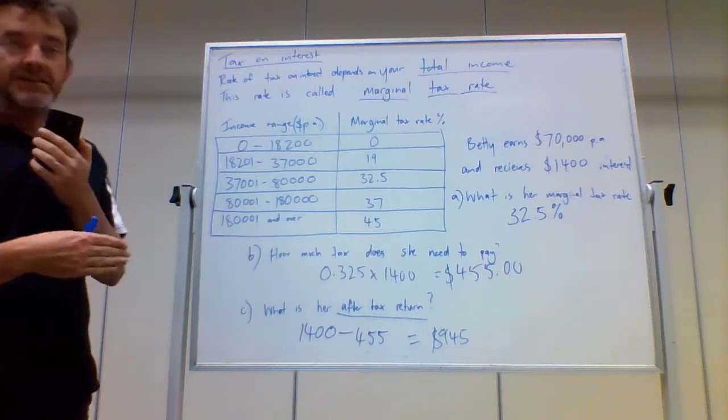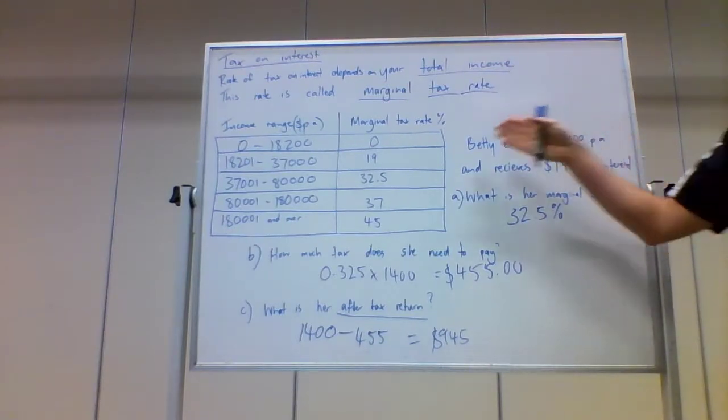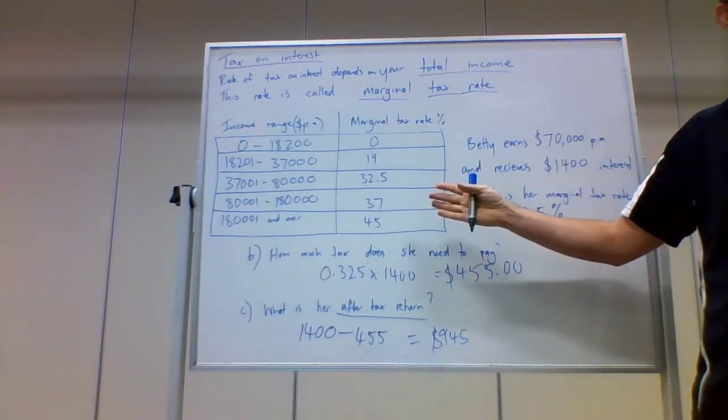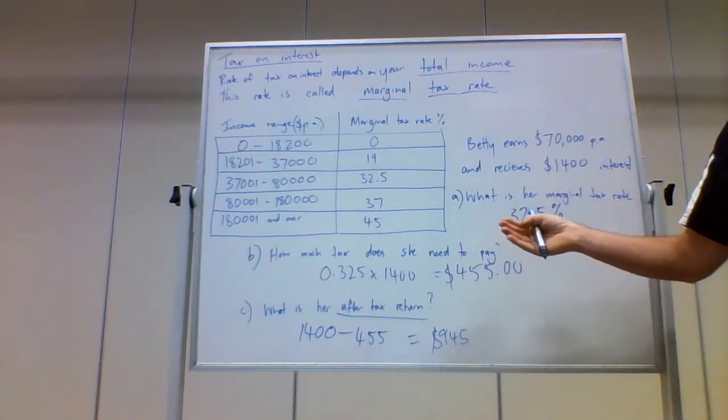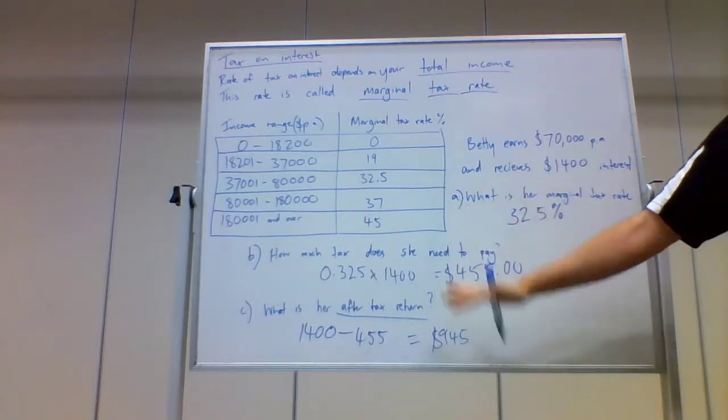So when you do a question like this, sometimes they'll tell you what her marginal rate is and you don't have to work that out yourself. Sometimes you'll need to look at a table to work it out. We'll give you the table in a test if you need it. And then usually it's just step by step following through.